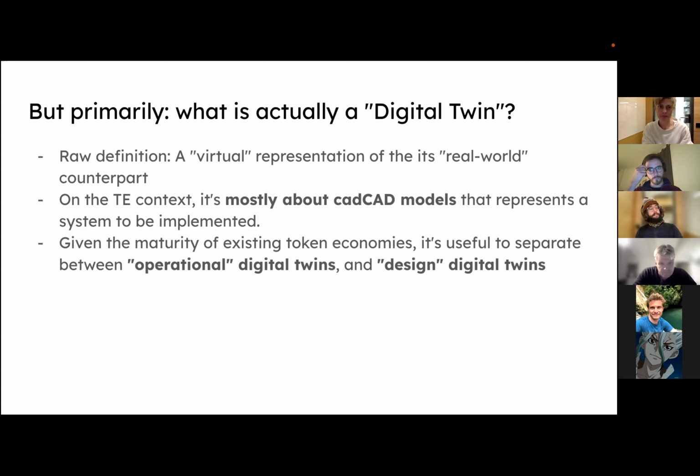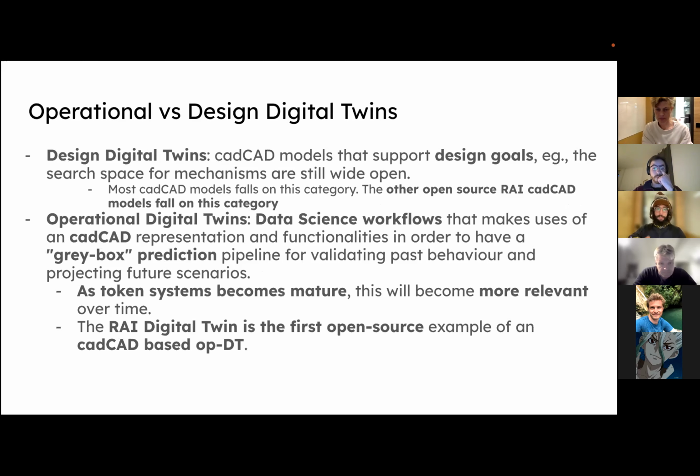And one thing that has been emerging, which I think is useful to take notice of, is that as token economies become more mature, we start to shift the representation from being used for taking design choices towards more health monitoring, towards predictions, and so on. So you need representations to do both of them. But we can also think that there are two types of digital twins. There are the design ones and there are the operational ones.